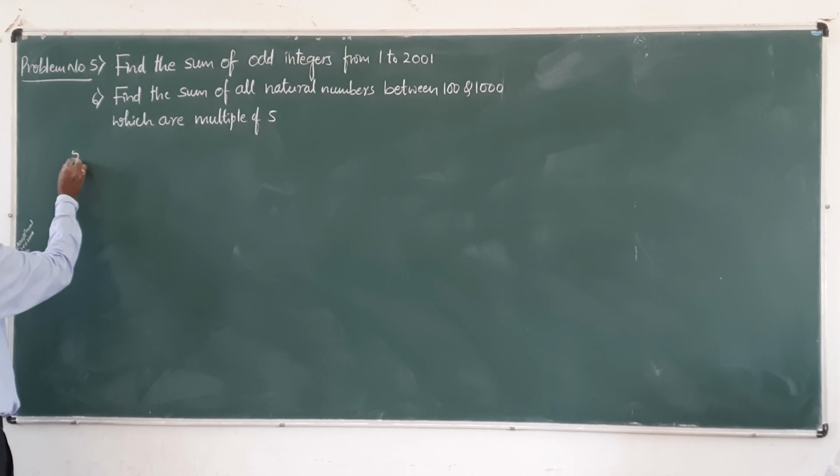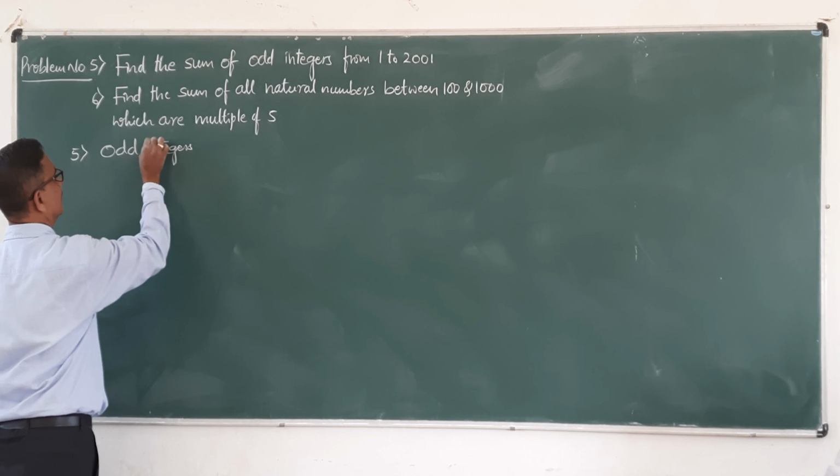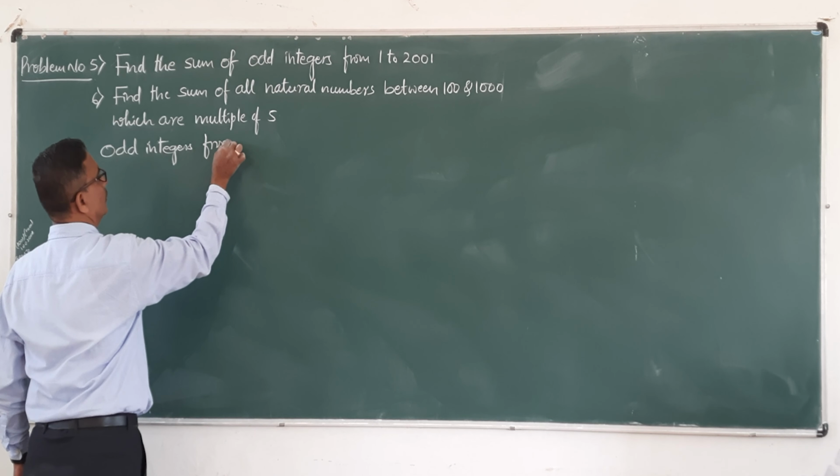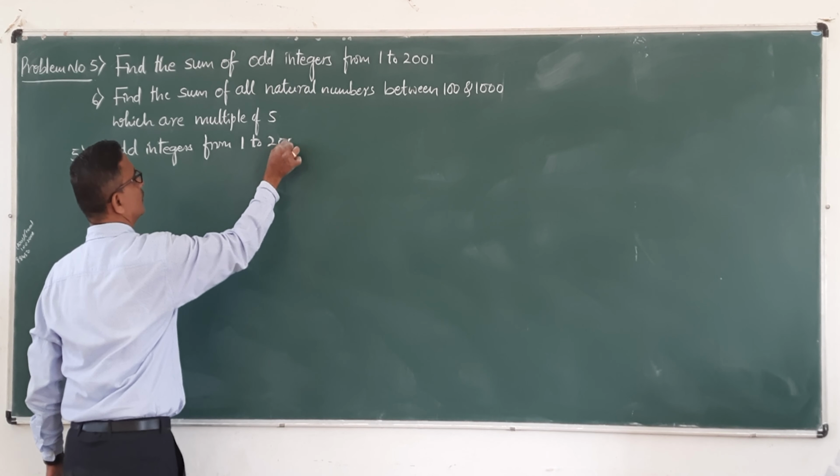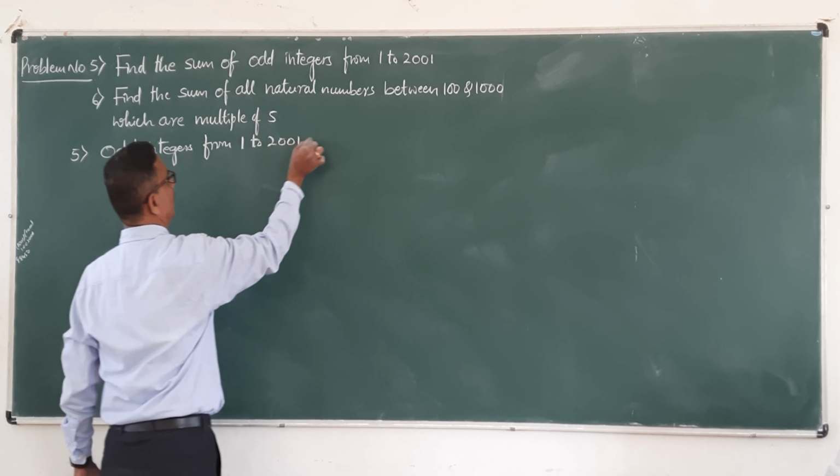Okay, so what are the odd integers? Now here odd integers from 1 to 2001 are first number 1 odd integer, then 3, then 5, then 7, then 9 and so on. Last number is 2001. 2001 is odd from 1 to 2001, not between 1 to 2001. So these are the odd integers.